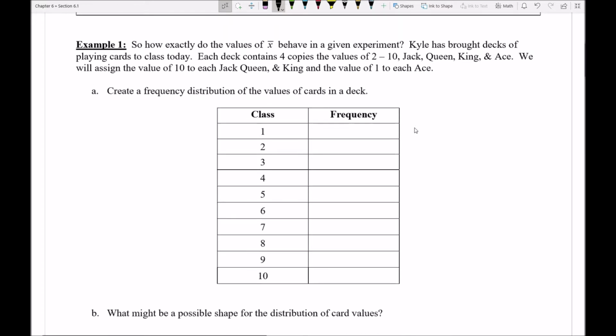And so what we're going to try to do here is to think about how the different values of cards are spread out throughout the deck. And we're going to create a frequency distribution of the values of these cards. So let's take a look at the different values that we could have. We just said that we're going to give cards values of 1 through 10, and we want to now figure out how many cards in the deck would have each of these values.